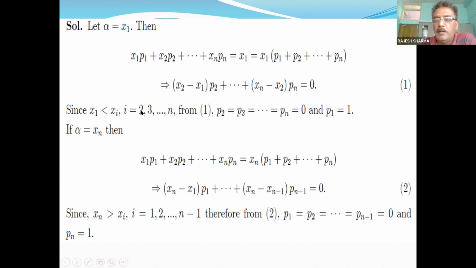Does anyone want to comment or solve the full question? This is very simple. Say x1 p1 plus x2 p2 plus up to xn pn equals x1. Since p1 plus p2 plus up to pn is 1, we can write this as x1 times (p1 plus p2 plus so on up to pn). Now x1 p1 cancels out from here, and other terms can be grouped as x2 p2 minus x1 p2. This equals (x2 minus x1) p2 plus so on up to (xn minus x1) pn, which is equal to 0.